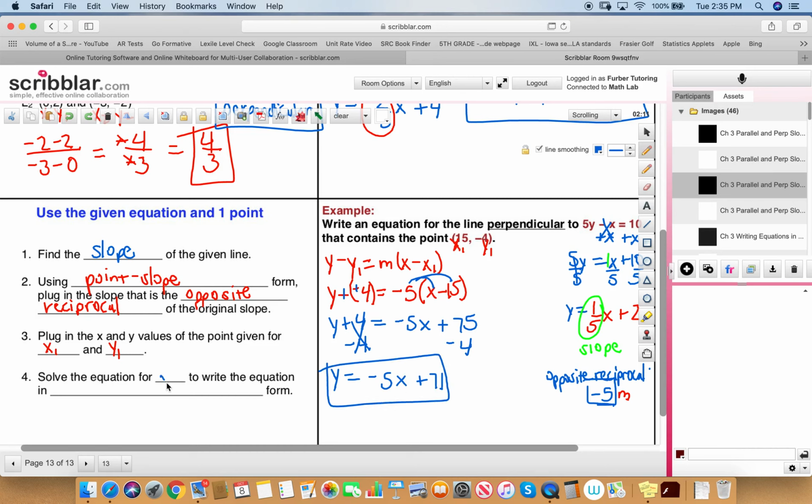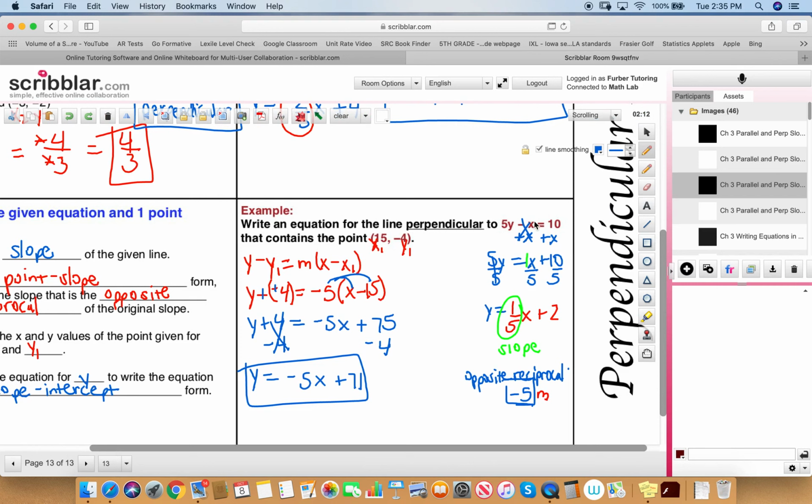Okay, so I solve for y to get the equation into slope-intercept form. And so that is the line that would be perpendicular to this one. Their slopes are opposite reciprocals of each other, which is what we're looking for when we're looking for the equations of perpendicular lines.